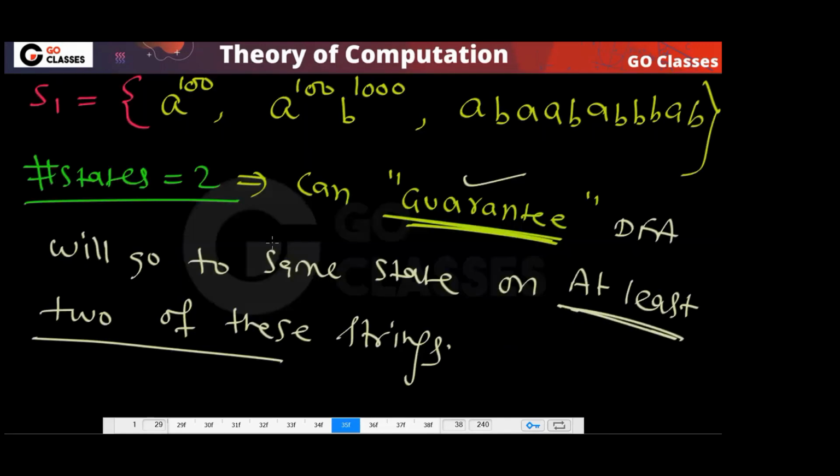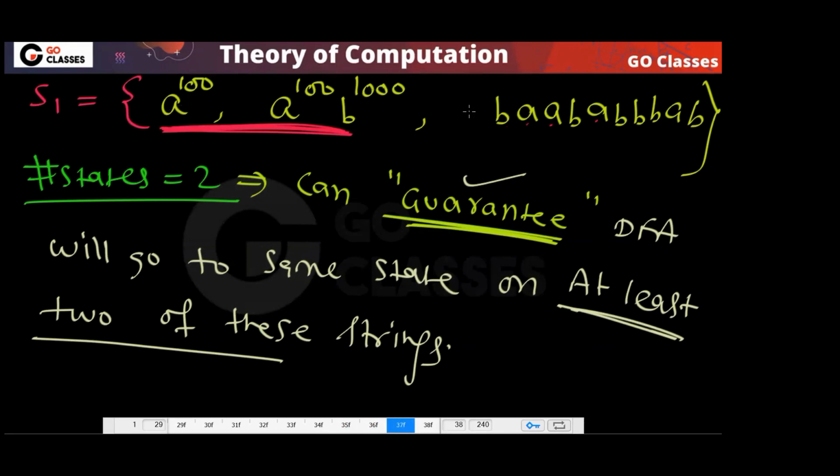Okay, so now you tell me. So here 1, 2, 3, 4, 5. Okay, so I can say that these 2 will definitely go to same state. The DFA will go to same state on these 2. So I can say these 2 strings will go to same state. Correct? Yes or no?